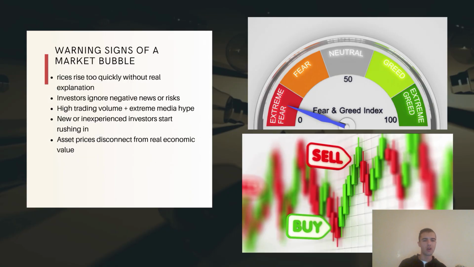I'm going to move now to warning signs of market bubbles. When you see these types of signs, they might be warnings that help you spot a bubble. Prices rise extremely fast without a solid explanation based on fundamentals. Investors ignore negative news or risks, and there is very high trading volume. Many unexpected investors are suddenly rushing in, and the asset price becomes completely disconnected from real world economic value. When you start seeing all of these at the same time, it's a good moment to be careful. And the question is, what is really driving the price?